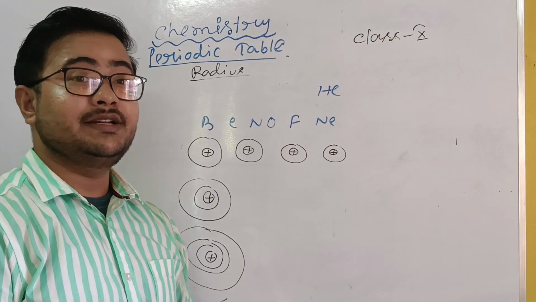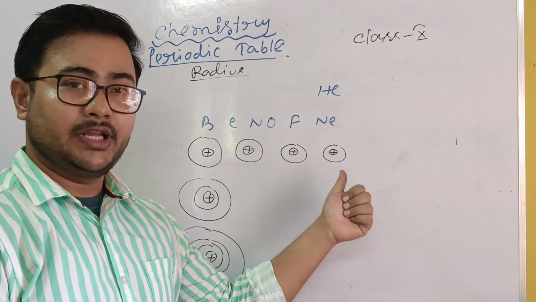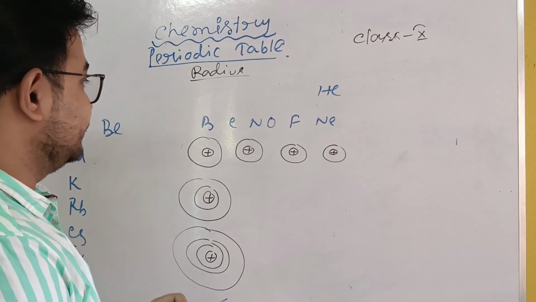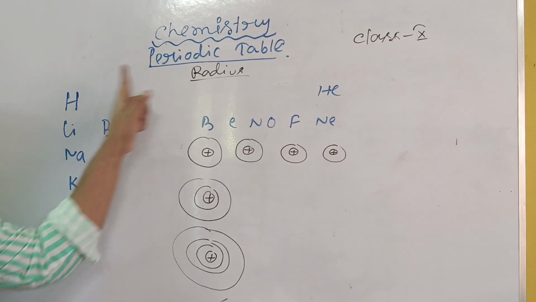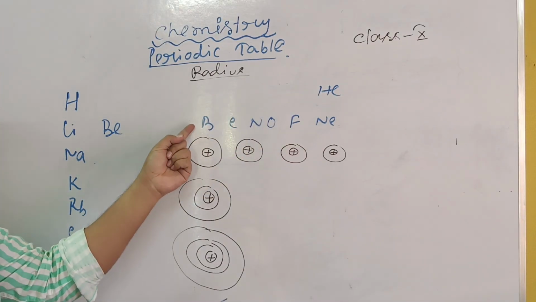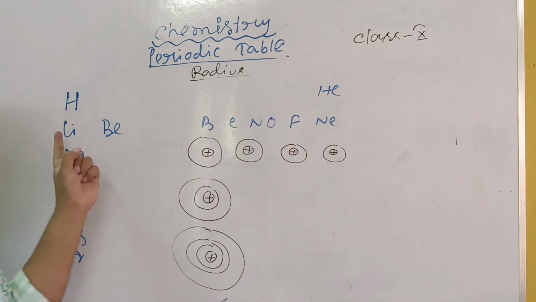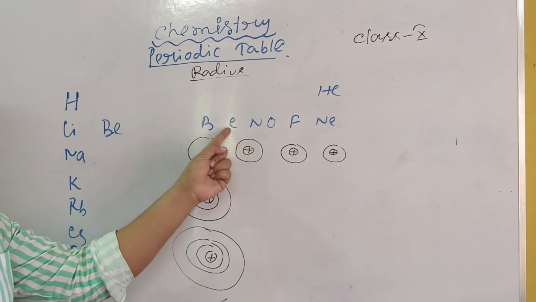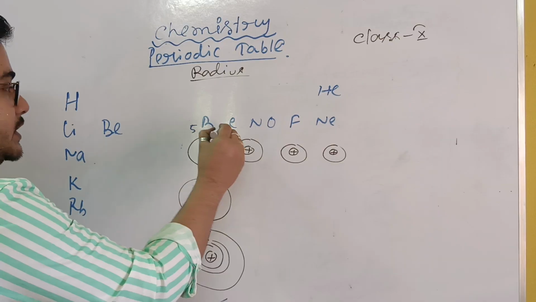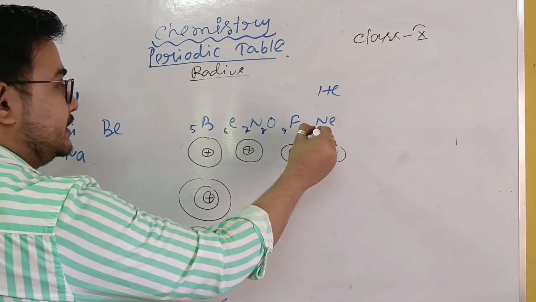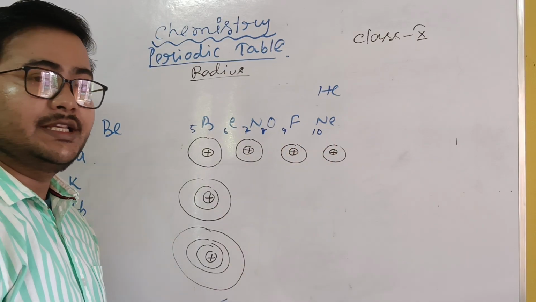But what is the main reason behind this? Why does radius decrease as we move left to right? Try to understand. In case of hydrogen, what is the number of electrons? 1, then 2. In case of boron, what is the number of electrons? 1, 2, 3, 4, 5, 6, 7, 8, 9, 10. See, the number of protons increases by 1.